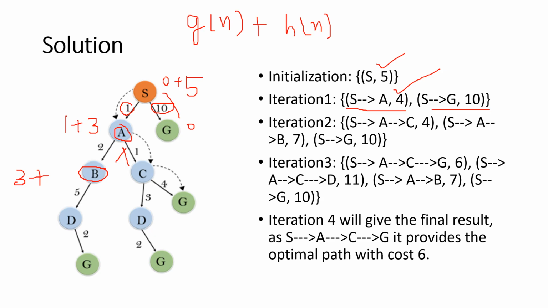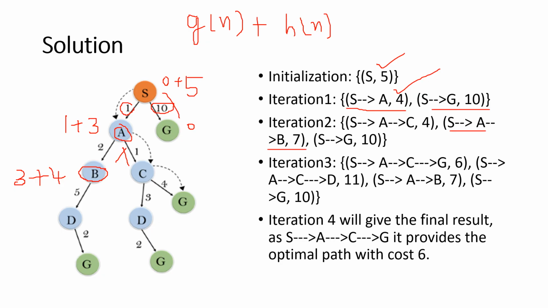Then h of B. h of B is given in the table. In the previous slide, we have already seen the table. So we know that h of B is actually 4. So there is 3 plus 4, that is 7. So here SAB is 7.